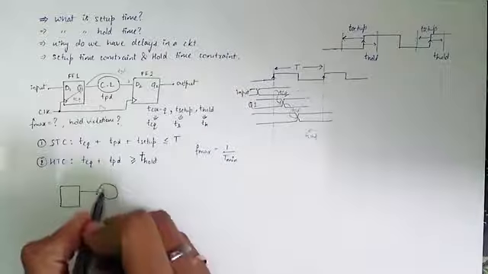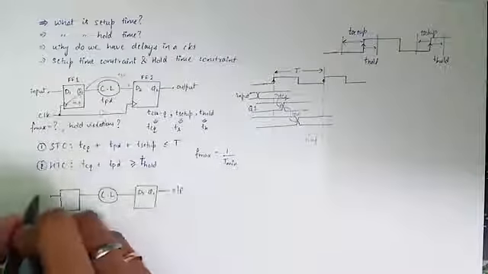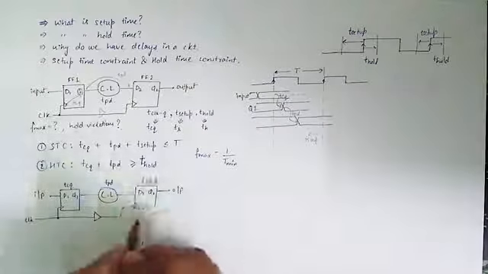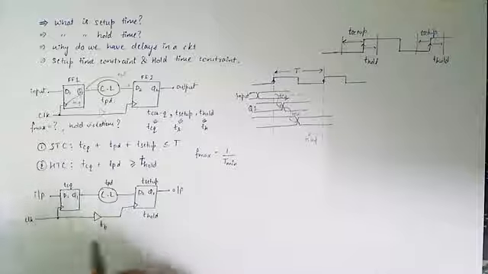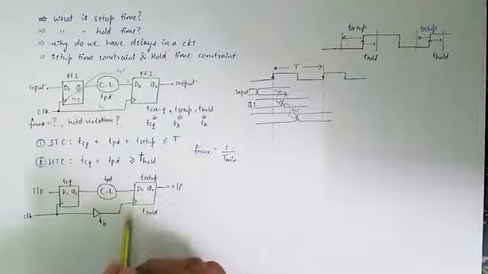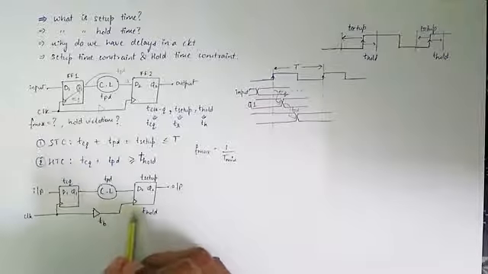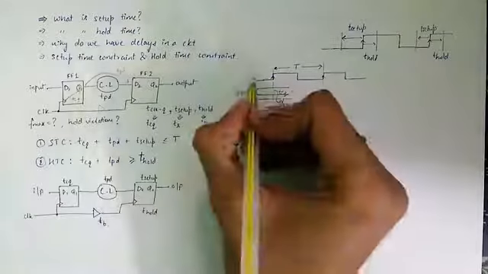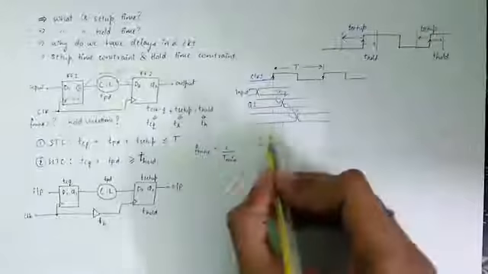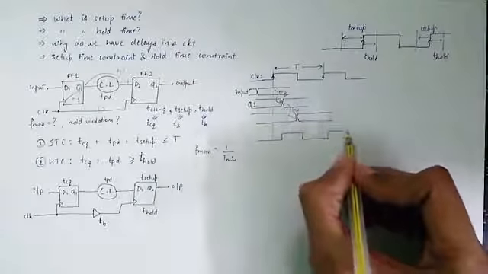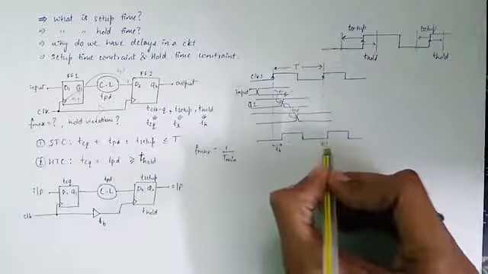Let me redraw the question. All the delay values remain same as previous question. Just a buffer is added in the clock path whose delay is TB. Due to the presence of buffer, the clock received at second flip-flop gets delayed by TB units. So if this is clock received at 1, we can draw the clock received at FF2 as the delayed version of clock at 1. This delay is TB.